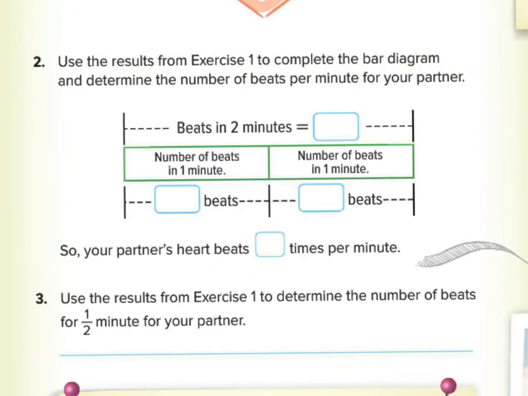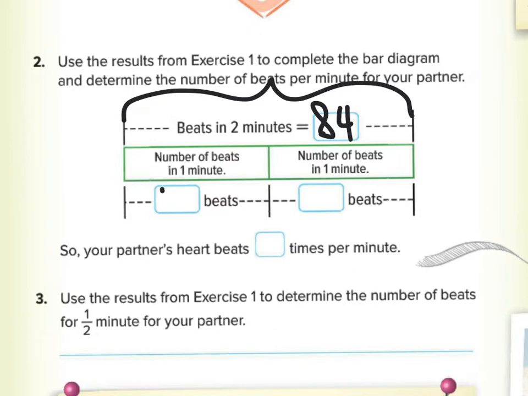So let's use this table to fill out the information. Use the results from exercise 1 to complete the bar diagram and determine the number of beats per minute for your partner. When we are determining the beats per minute, we are looking for the unit rate. We're looking for how many we can get in 1 minute. Unit means 1. So beats in 2 minutes, I got 84 beats. Number of beats in 1 minute, that means if I cut this entire thing in 2 equal parts, I would get 42 here and 42 here, right? So your partner's heartbeats per minute would be 42.